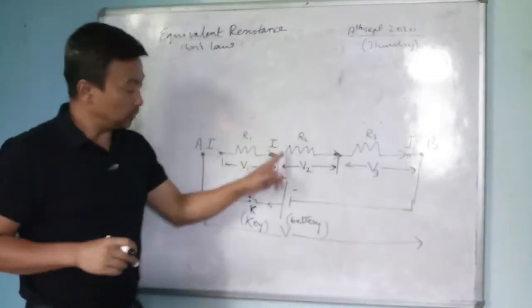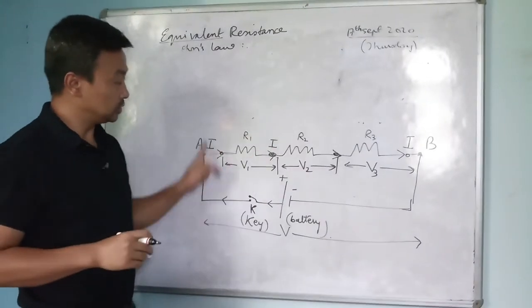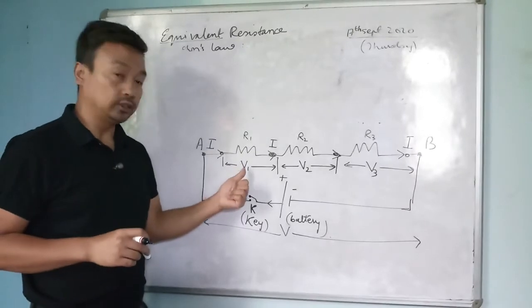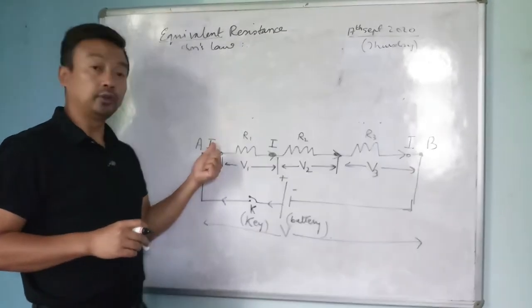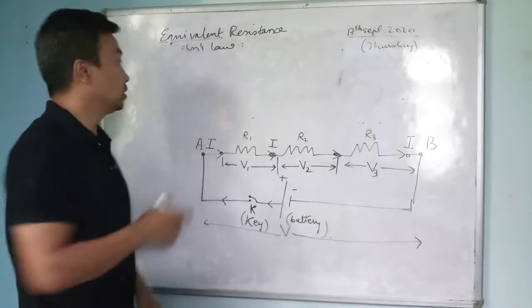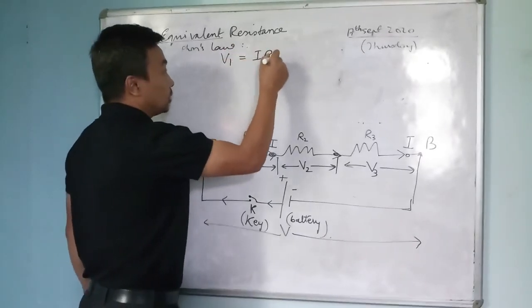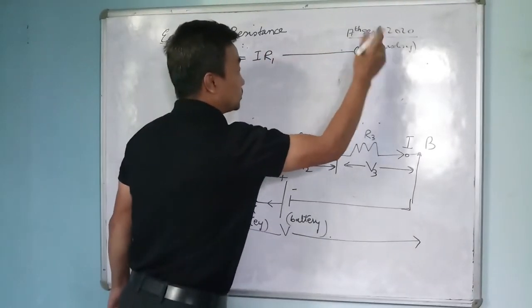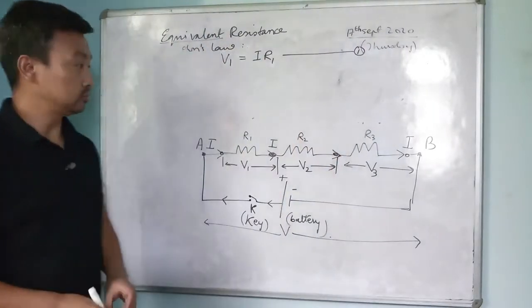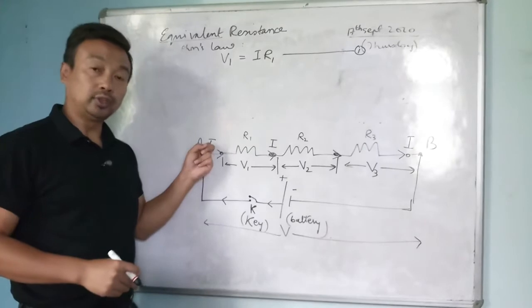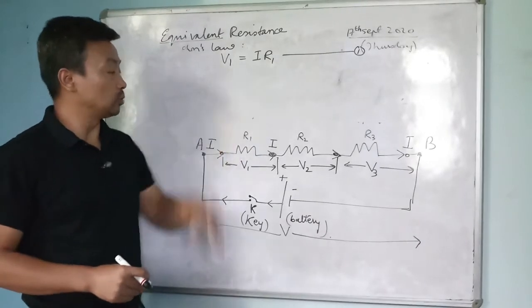If you look at this first resistor, just consider the first resistor R1. What is its potential difference? V1. What is the current flowing there? I. So what is Ohm's law? V1 equals I R1. This is for the first resistor, because the potential difference is V1, the current flowing is I, and the resistor is R1.